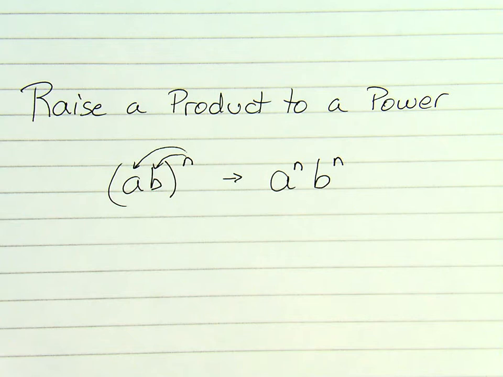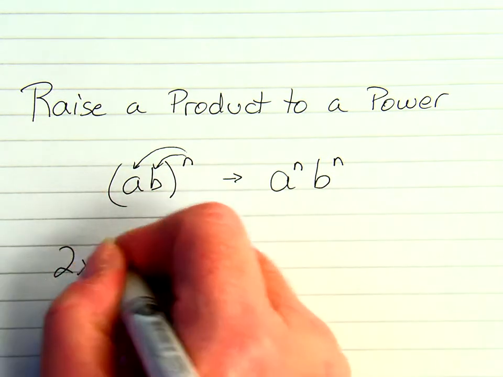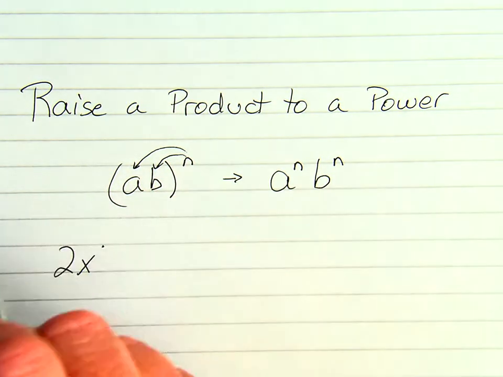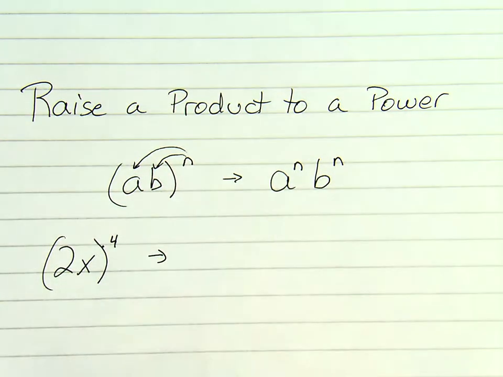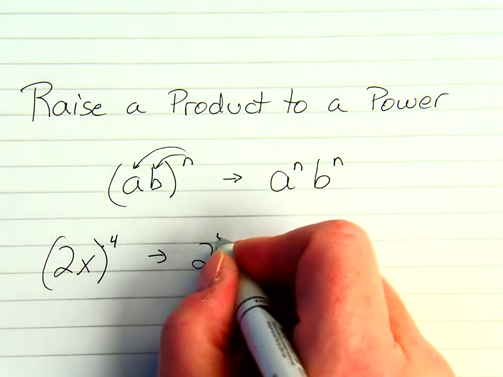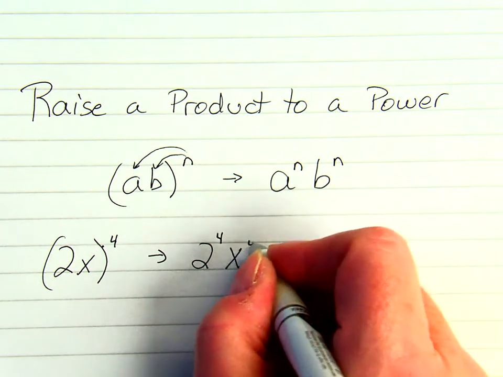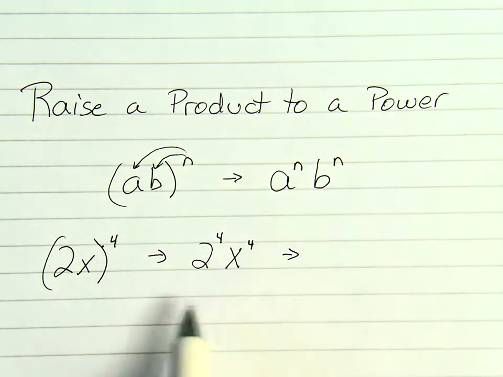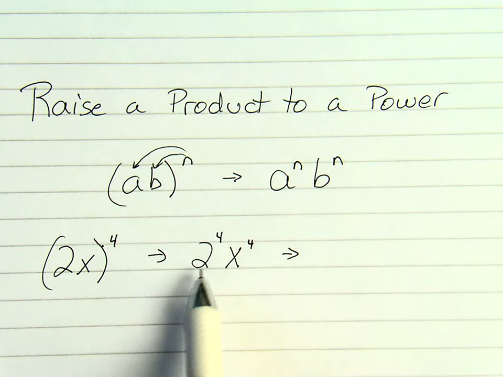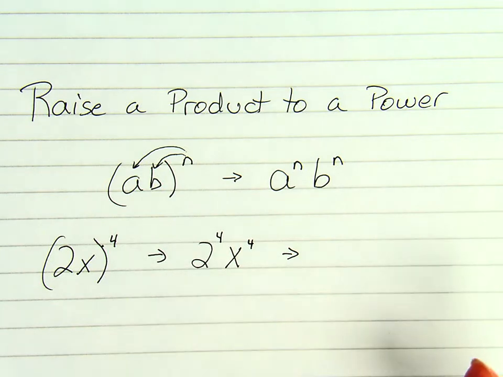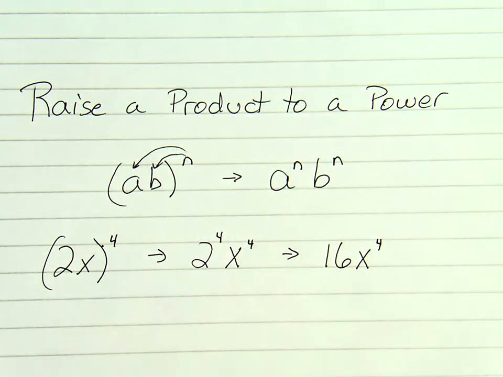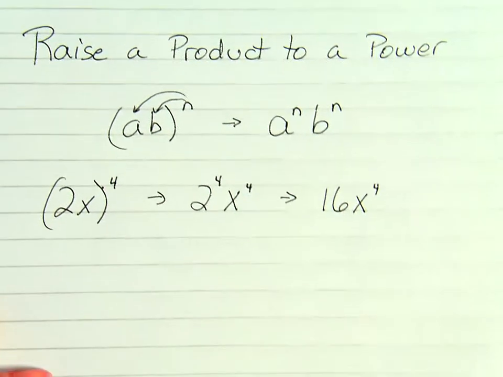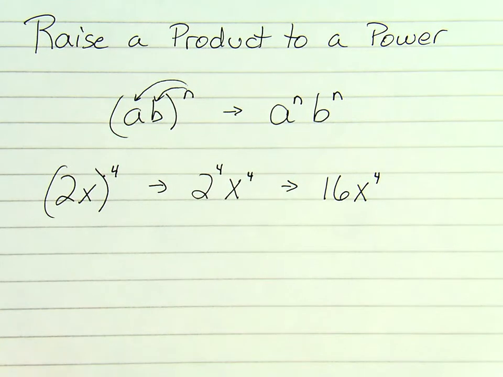Let's say we've got 2x to the 4th. 2x raised to the 4th is going to be 2 to the 4th, x to the 4th. And because we've got this situation, I'm going to say 2 squared is 4, 4 times 4 is 16. So this is going to end up being 16x to the 4th. I'm actually going to multiply that out. Hopefully that is making sense.